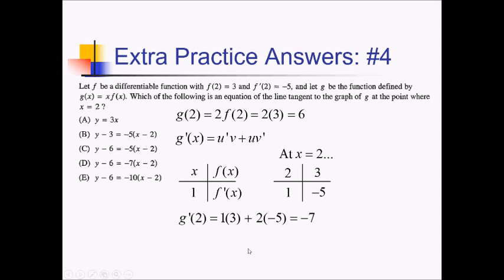And now I have enough information to write my tangent line. So I have y minus that y value of 6 equaling my slope of -7 times x minus the x value of 2 that they gave us. And that's going to match answer choice D.